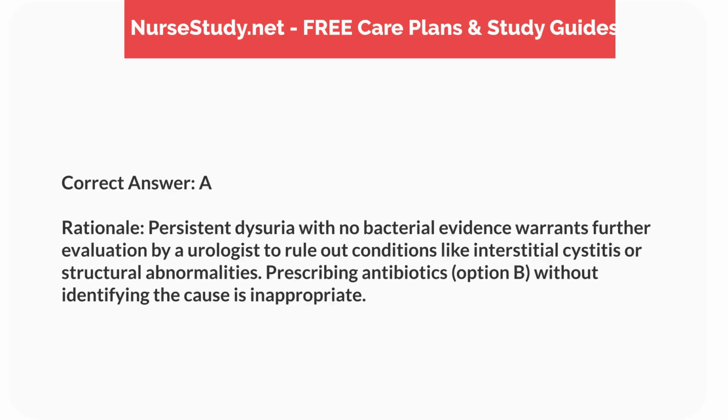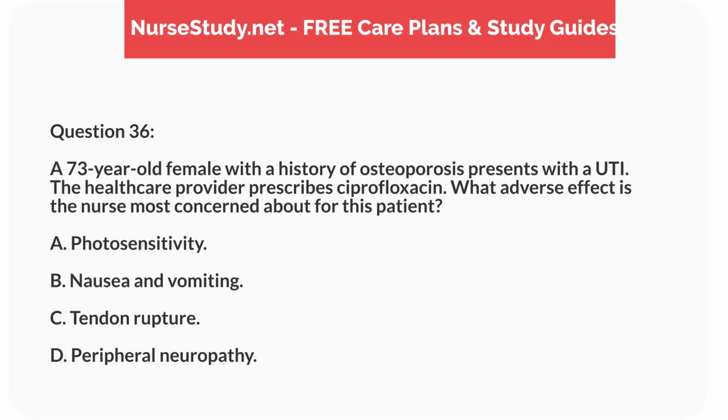Correct answer, A. Rationale: persistent dysuria with no bacterial evidence warrants further evaluation by a urologist to rule out conditions like interstitial cystitis or structural abnormalities. Prescribing antibiotics, option B, without identifying the cause is inappropriate. Question 36. A 73-year-old female with a history of osteoporosis presents with a UTI.